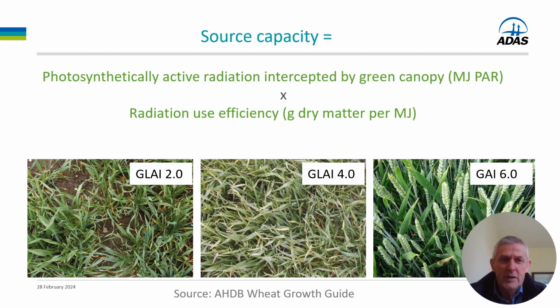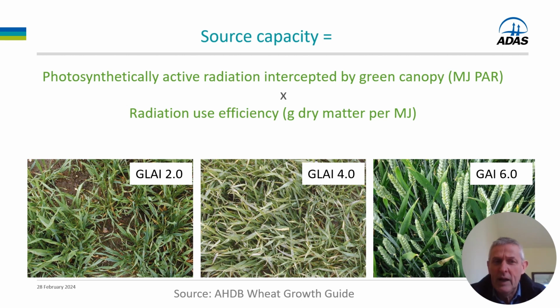So let's look at those 2 components in a bit more detail. Source capacity is the amount of photosynthetically active radiation intercepted by green canopy, and we measure that in megajoules of photosynthetically active radiation. And that's multiplied by the radiation use efficiency, which is the number of grams of dry matter we can produce per megajoule.